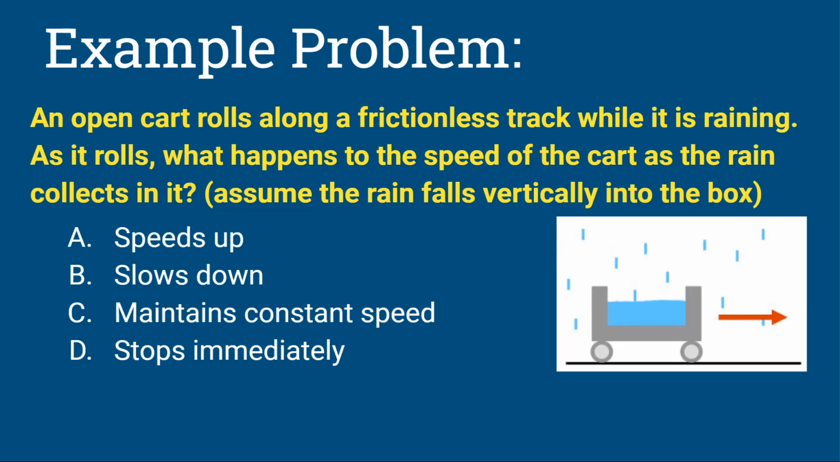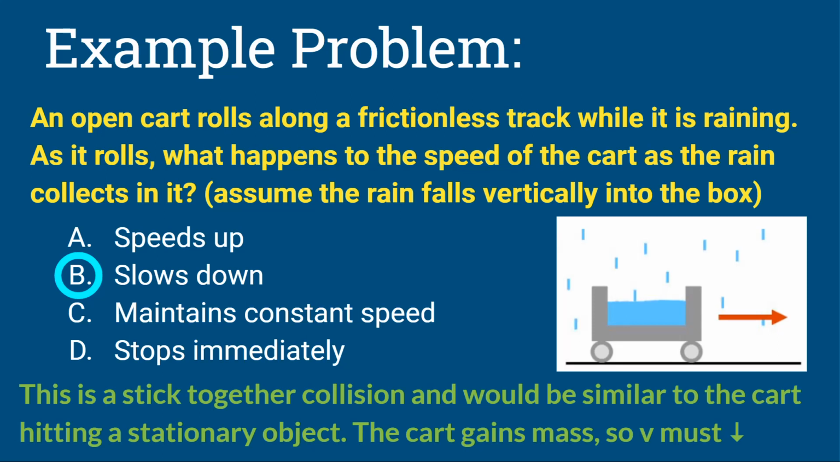Slow down. Okay, as its mass gets greater, its velocity has to get smaller in order for its momentum to remain the same. This is basically a kind of complicated version of a stick-together collision, where the water and the cart are colliding. And you have greater mass afterward, and that greater mass means you have to have a smaller velocity so that your momentum is conserved. Questions about that one? Okay, let's do the next one.